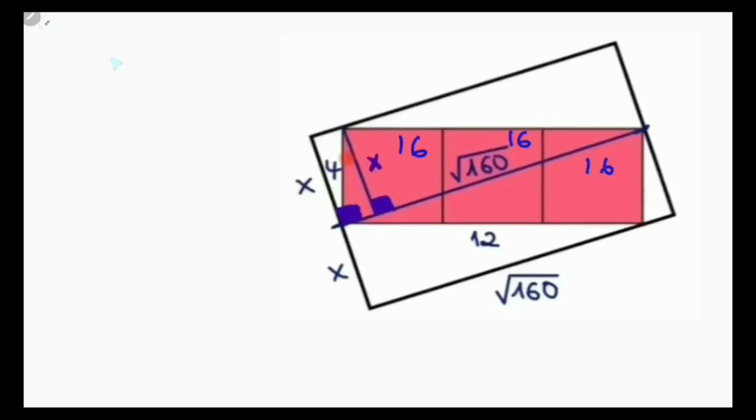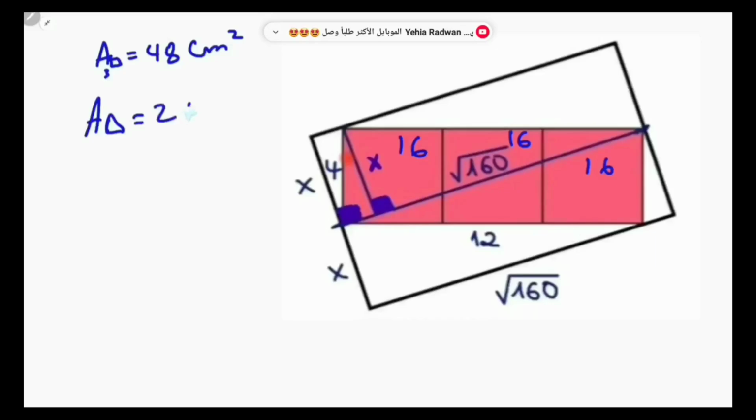So what's their total area combined? If we multiply 16 by 3, the 3 squares' area equals 48 square centimeters, right? Okay, now let's get the area of the triangle. Because it's a rectangle of area 48 split into 2 triangles, each triangle is half that, so 24 square centimeters.